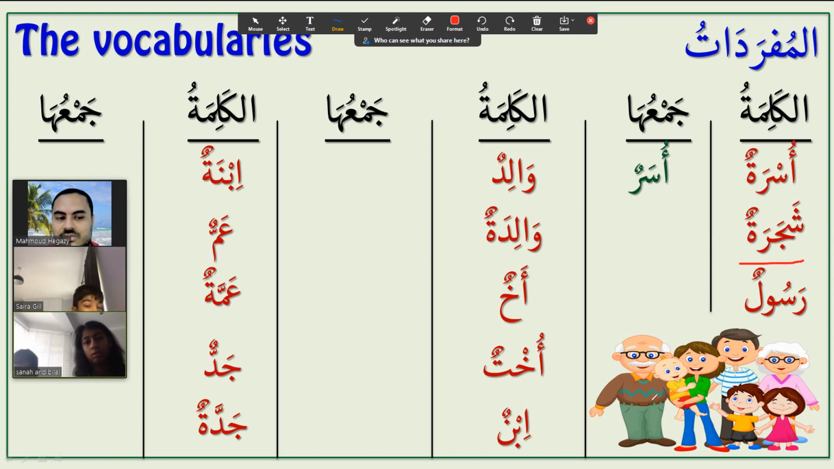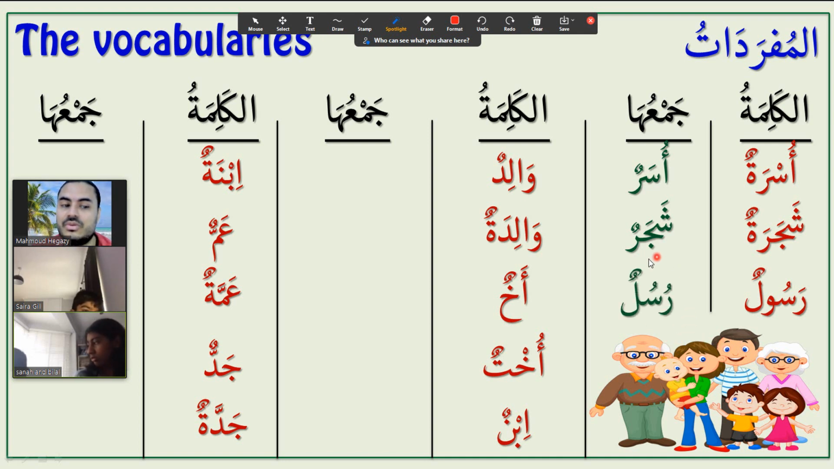طب شجرة. ما معنى شجرة يا ريان؟ Tree. Ha, the plural. Who knows? Bilal, do you know? How about you, Sana? Shajaratun. Almost, yes, maybe sometimes. But we say shajarun. Shajaratun is singular, mufrad, but shajarun is plural. Rasulun is a prophet or messenger. رسول is singular. جمعها رسل.